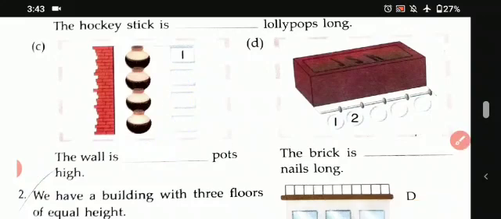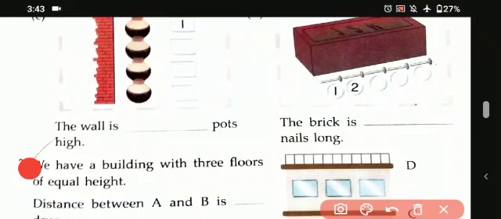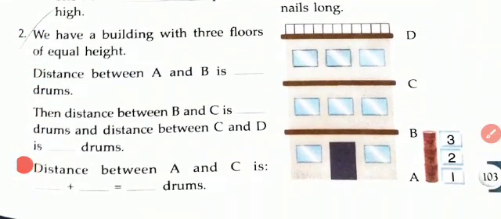Now again, there you can see a brick. In this also we'll be writing 1, 2, 3, 4 and 5. Okay, so the brick is dash nails long. How many nails can we see here? That is 5. So we'll be writing here 5. Now we can see here is a building and there are some questions.